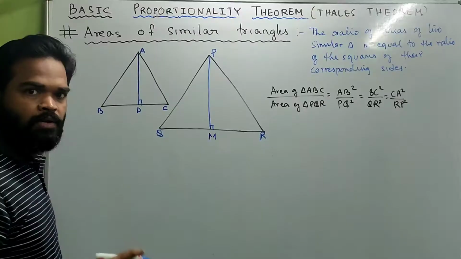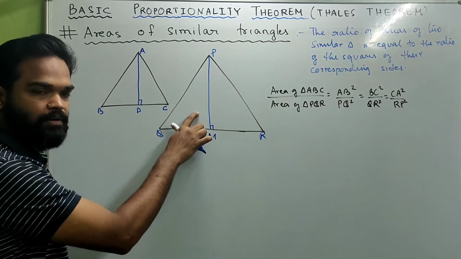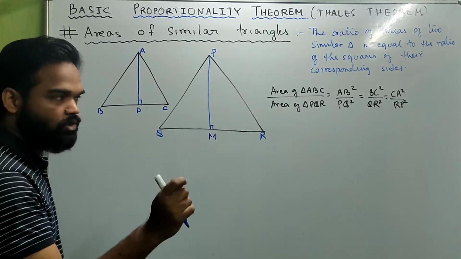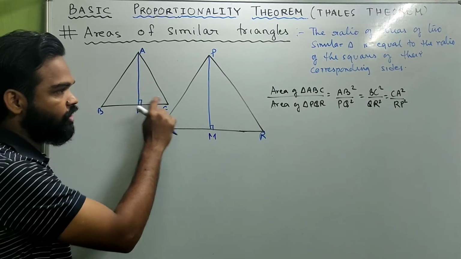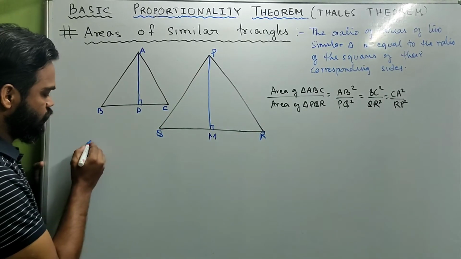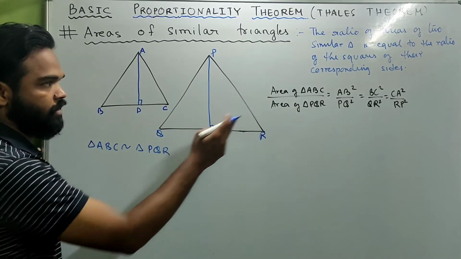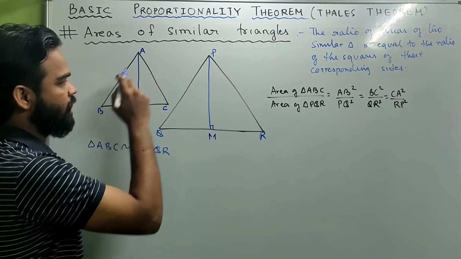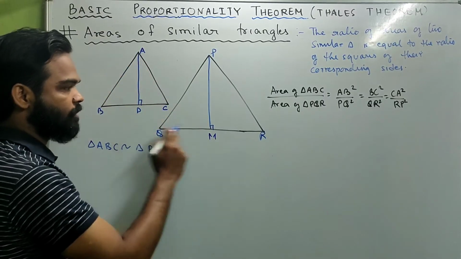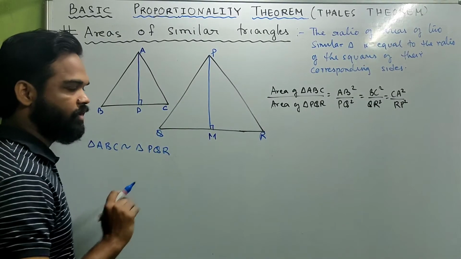Very important. Now look at the most important thing, areas of similar triangles. If two triangles are similar, the ratio of the areas will be equal to the square of the ratio of the corresponding sides, which means area of ABC by area of PQR. Suppose triangle ABC is similar to triangle PQR, then the area of ABC by area of PQR will be AB by PQ whole square, or AB square by PQ square, BC square by QR square, AC square by PR square. Let us prove this.